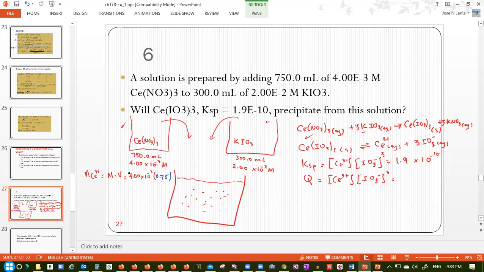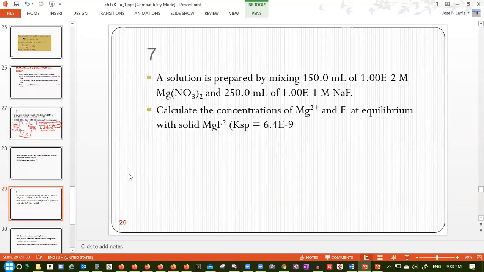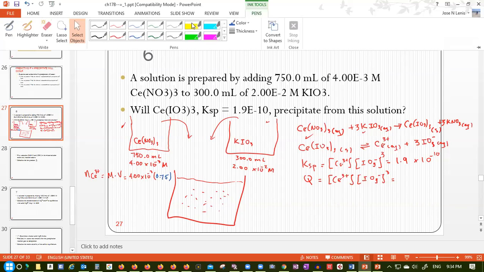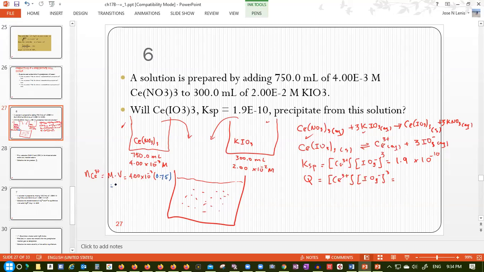I think I have the results on the next page. Let me check. No. Okay, so let's do it here. So we have number of moles. I hope you are doing the same calculation at the same time with me on your calculator. So we have 4 times 10 to the negative 3 times 0.75. And I got 3.0 times 10 to the negative 3. That's the number of moles.